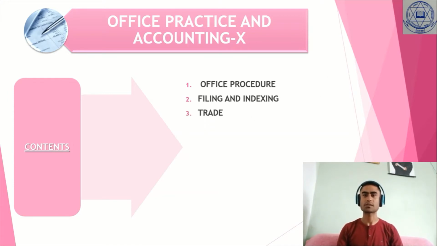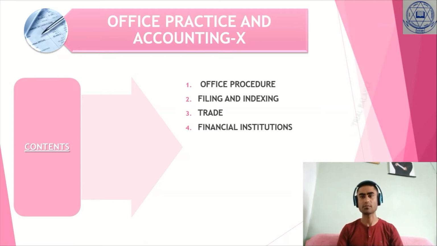Next chapter we have trade. In this chapter we discuss home trade and foreign trade, and we also discuss the procedure of both the trade. Next chapter we have financial institutions. In this chapter we discuss the different types of financial institutions, like different types of bank and insurance companies.